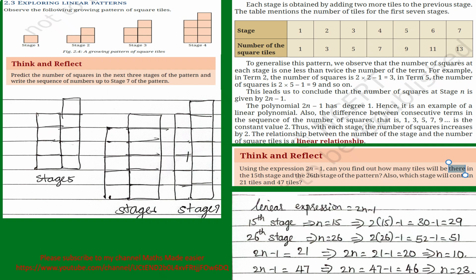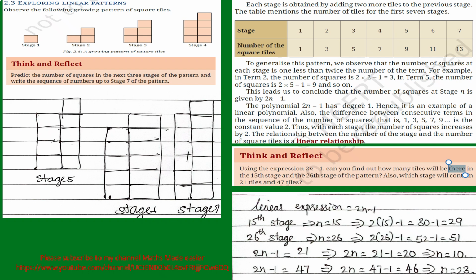How do we go by the number of tiles in each pattern? As you can see from the numbers, it is just an increment of 2 as each and every stage increases by 1. So each stage is obtained by adding 2 more tiles to the previous stage. This table mentions the number of tiles for the first 7 stages.